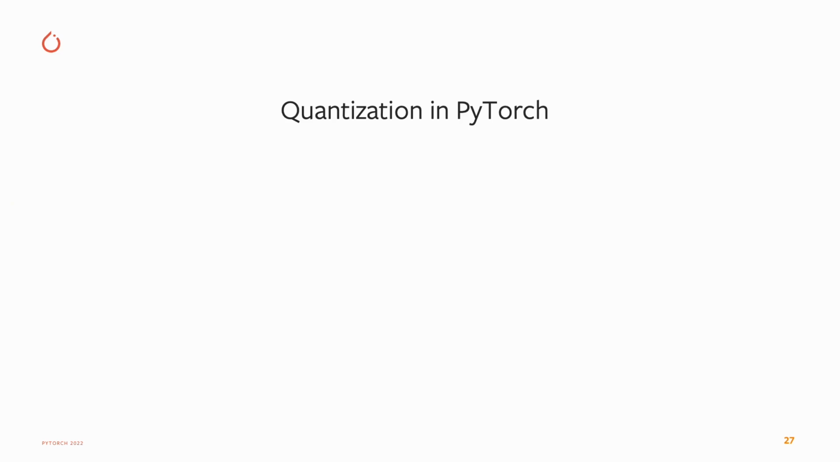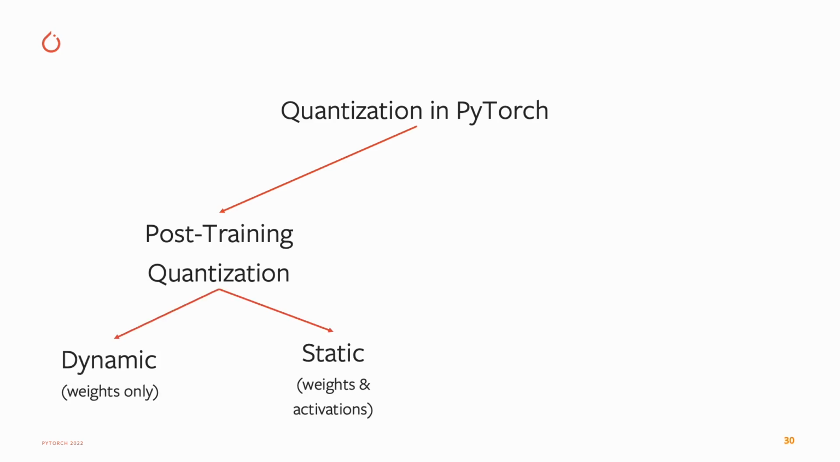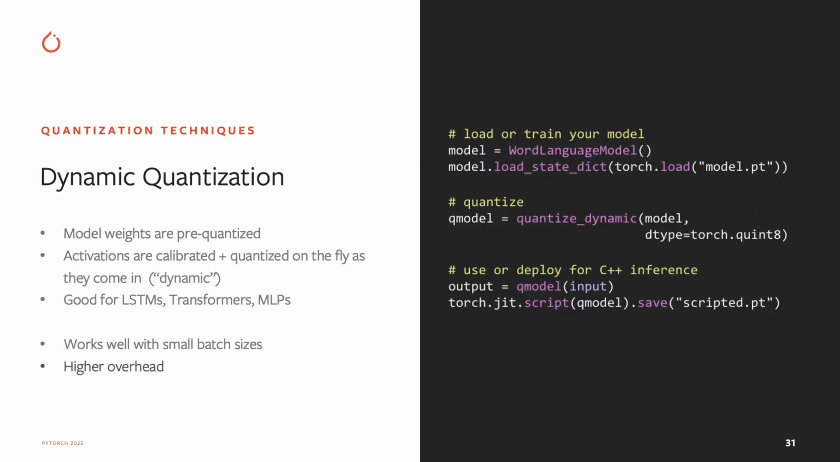The first paradigm is post-training quantization, and like the name suggests, here we take a model that has been already trained using floating point numbers and then convert it to integer. Like we saw earlier, there are two things in a model that we can quantize, the weights and the activations. So in dynamic quantization, we only quantize the weights, but in static, we reduce the precision of both. So dynamic quantization is the simplest technique.